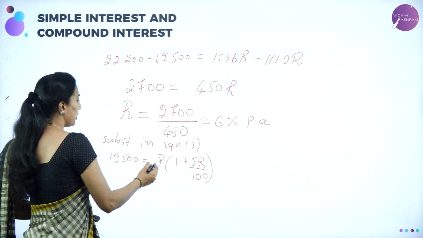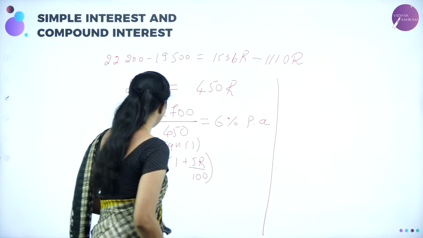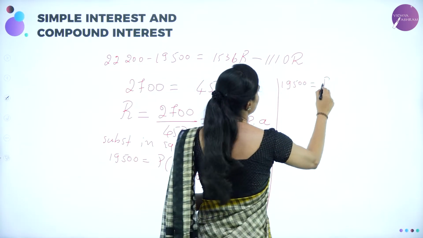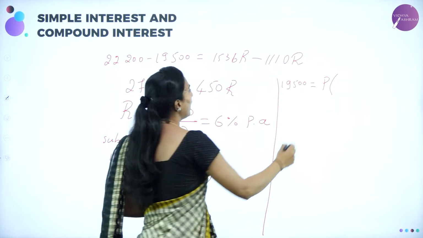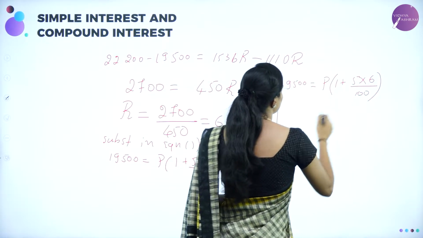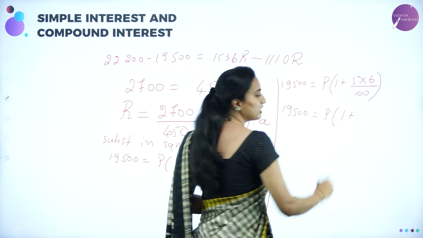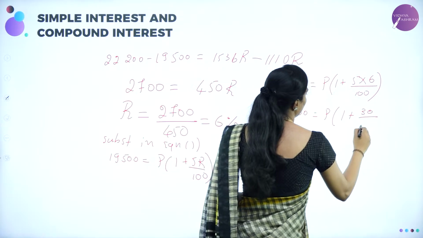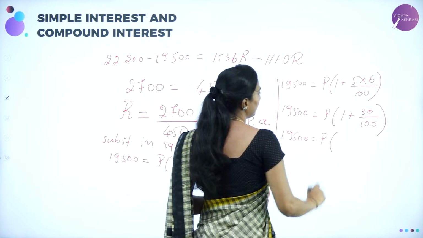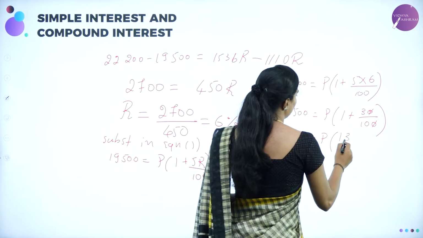So which can be written as: the principal amount I want to find out, therefore I can multiply and then substitute R there. You are going to get 19,500 is equal to P, as it is, we don't know P, we are finding that P only, times 1 plus 5 into R, which is 6 divided by 100. So you are going to get 19,500 is equal to P into 1 plus 5 sixes are 30 divided by 100. So therefore 19,500 is equal to P into, you can cancel this, you are going to have it as 3 by 10, 10 plus 3 is 13 divided by 10.